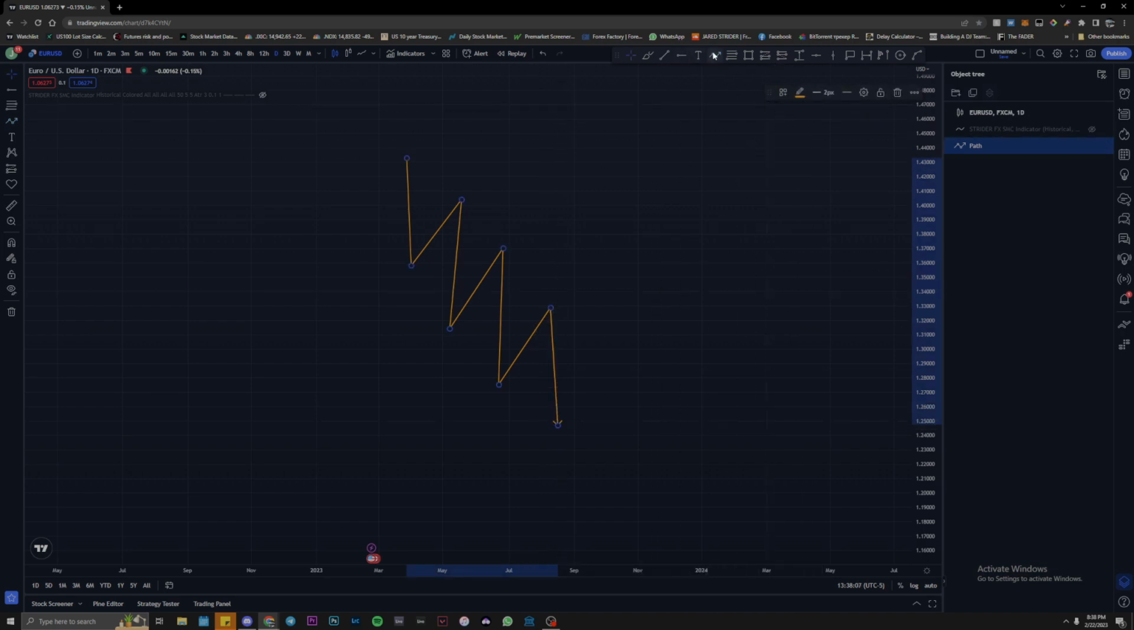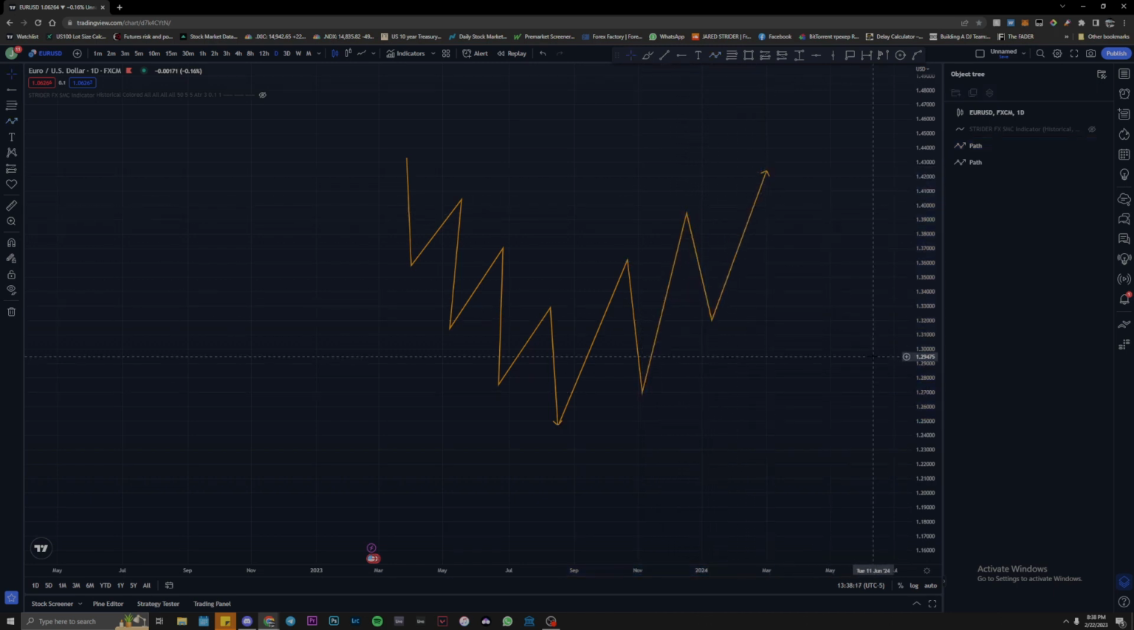So that's the move, and then we have a change of character to the upside. This is what we'll see. So this is basic market structure. Obviously, it's not as clean as this, you've got to remember. But we had our change of character here, and then within this move here, there's moves like this.